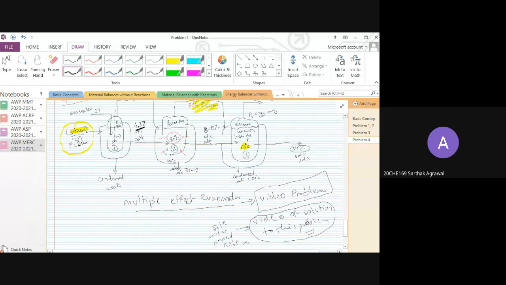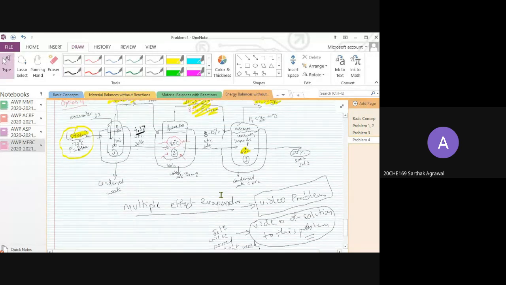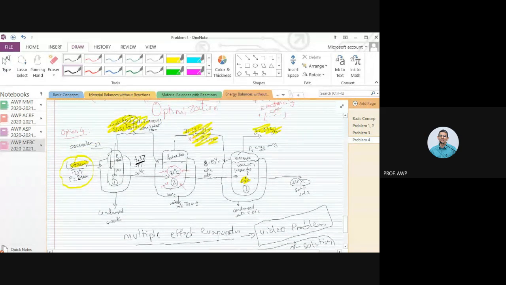Instead of directly introducing the water vapor to the jacket, can we first compress it rather than reducing the pressure of the evaporator? Yeah, absolutely. So either you reduce the pressure of the evaporator, or you operate the evaporator at 1 atmosphere only and use a compressor here. That becomes option number 5.